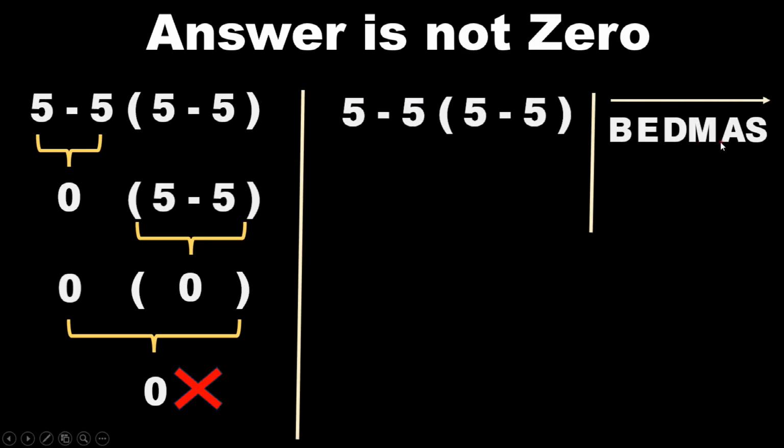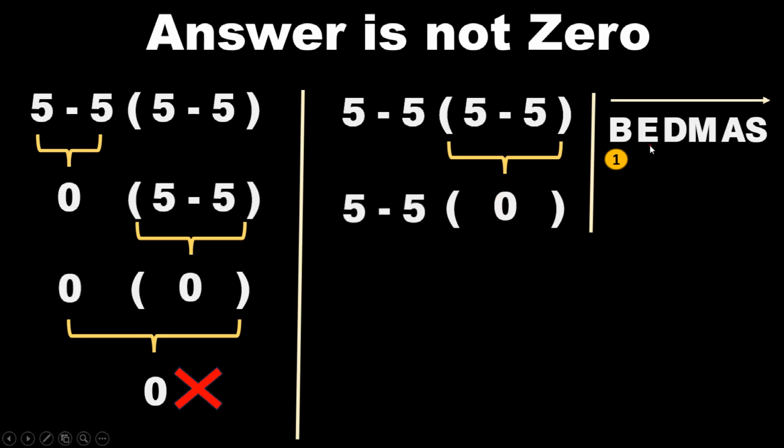Brackets, exponents, division, multiplication, addition, and subtraction. Step 1, brackets. We must calculate what is inside the parentheses first. 5 minus 5 gives us 0. The remaining things are as they are.